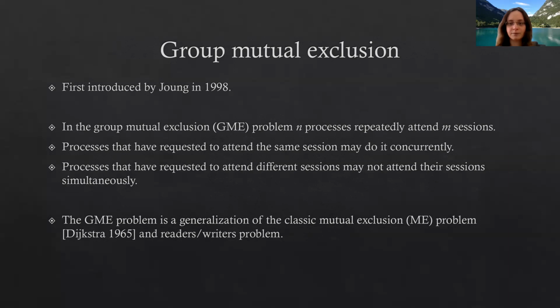To solve the mutual exclusion problem using a group mutual exclusion algorithm, we can define that each process uses its own identifier as its own session. And to solve the readers-writers problem, each writer uses its unique identifier as its own session. And we have another session which all the readers attend to.